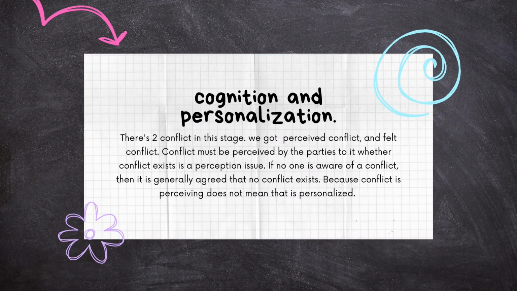For the second stage, we have cognition and personalization. So, what is perceived conflict and felt conflict? Conflict must be perceived by the parties to it. Whether conflict exists is a matter of perception. If no one is aware of the conflict, then it's generally agreed that no conflict exists. But perceiving conflict does not mean that it's personalized.